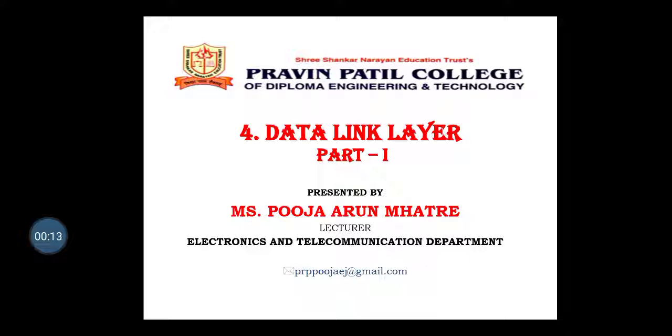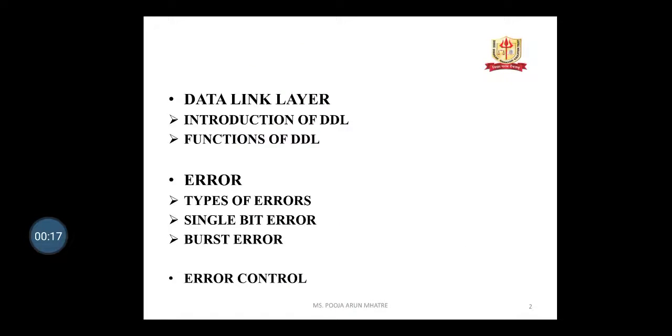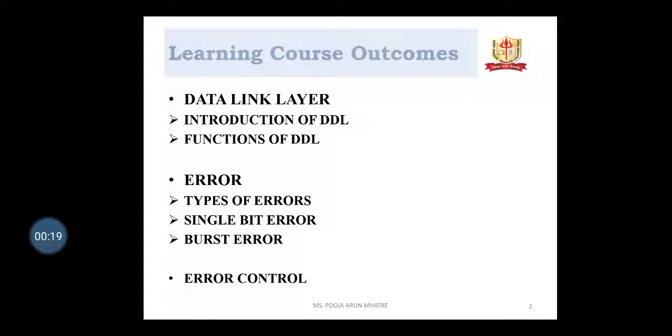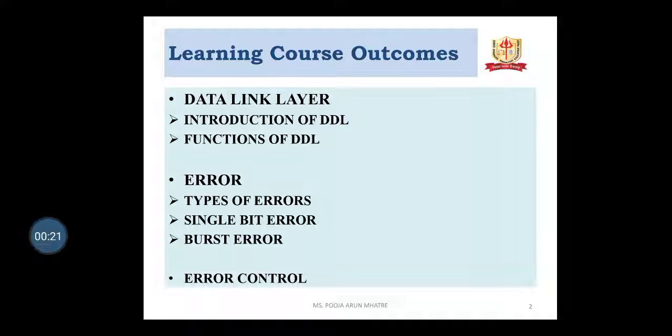Today's topic is CND chapter number 4, Data Link Layer, part 1. The learning course outcomes are: data link layer, introduction of DLL, that means data link layer, functions of DLL, error, types of errors, single bit error, burst error, and error control.